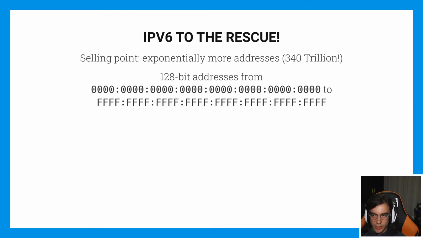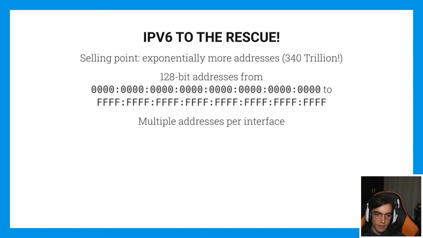The notation's changed a bit to cope with this. So now instead of being divided into 4 octets from 0 to 255, we have 8 octets from 0 to 65,000, and we've written them in hex to save space, so from 0 to FFFF. And it's important to note that IPv6 is not just IPv4 with more addresses. There are also a lot of other goodies included.